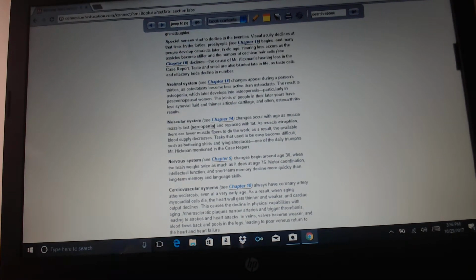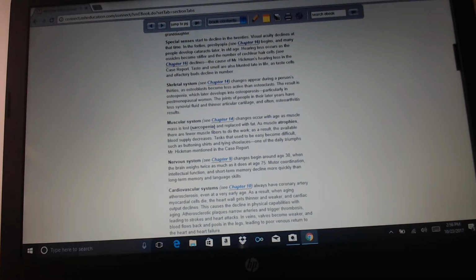Special senses start to decline in the 20s. Visual acuity declines at that time. In the 40s, presbyopia begins, and many people develop cataracts later in old age. Hearing loss occurs as the ossicles become stiffer and the number of cochlear hair cells declines. The cause of Hickman's hearing loss in the case report. Taste and smell are also blunted late in life as taste cells and olfactory buds decline in number.